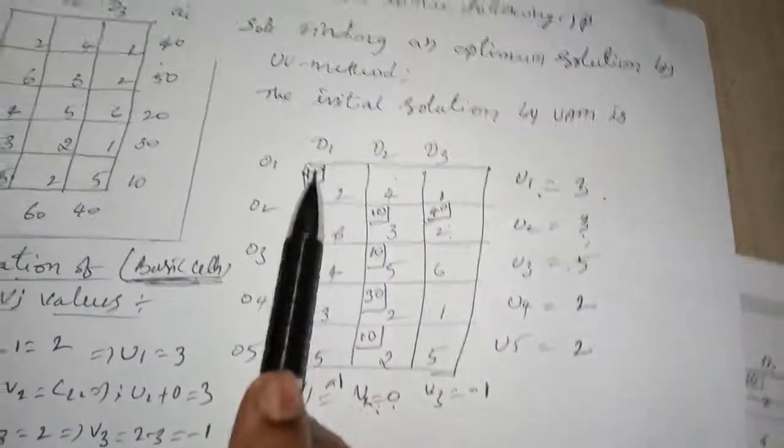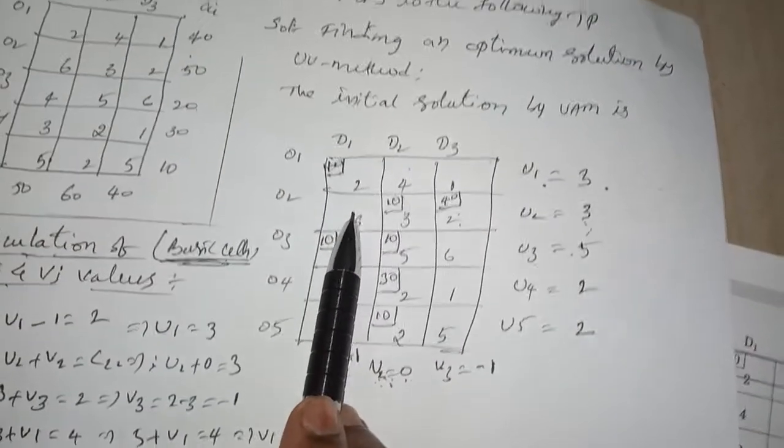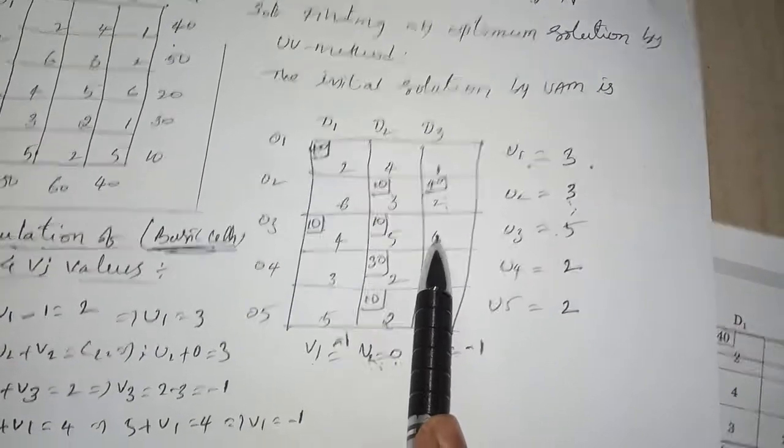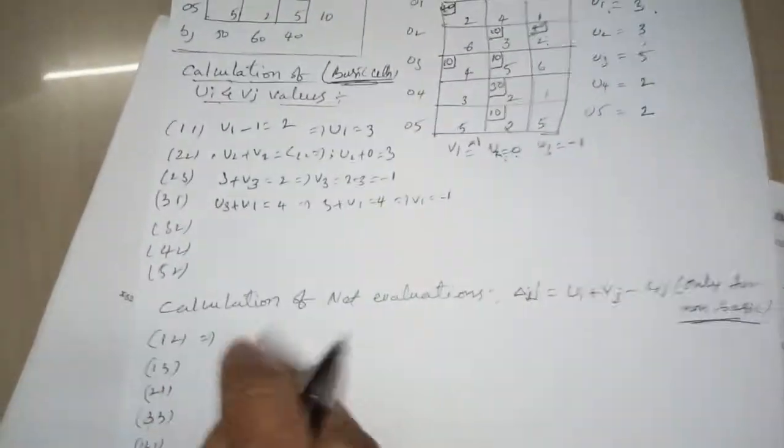So this is first row, second column: 1,2, 1,3, 2,1, 3,3, 4,1, 4,3, 5,1, 5,3. So I specified all the cell names. Based on this formula, we are going to calculate. It is also very simple.